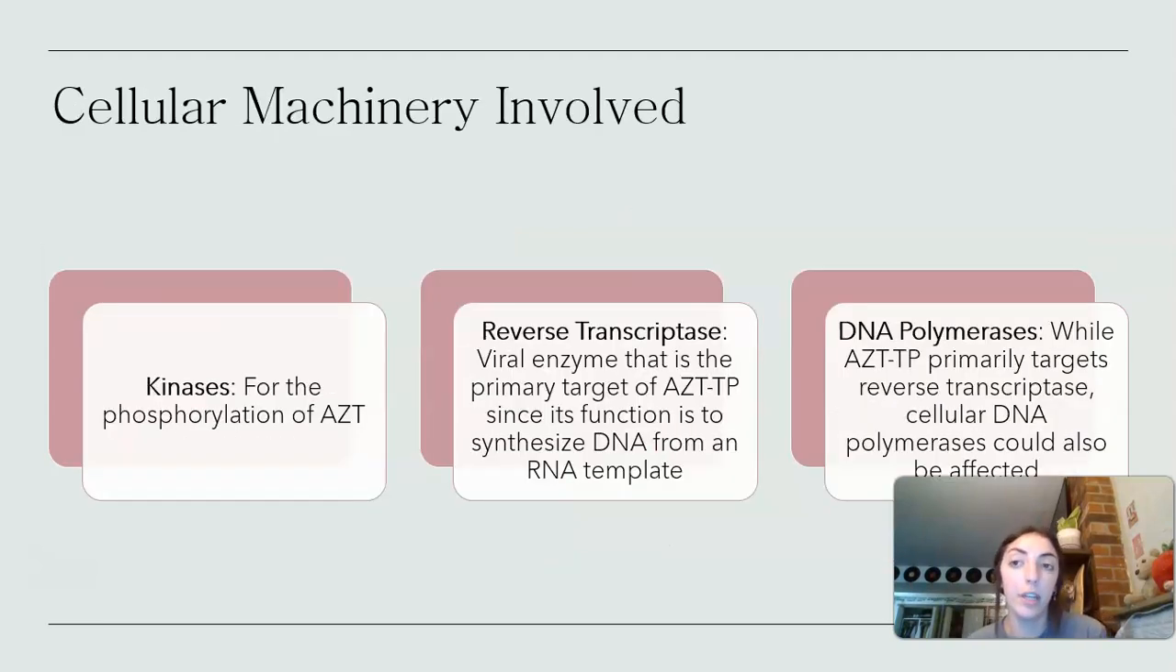There are 3 things involved in the cellular machinery. Kinases, the 3 that I listed earlier that are used for the phosphorylation. There is reverse transcriptase, which is the viral enzyme that is the primary target of the drug since its function is to synthesize DNA from an RNA template. And DNA polymerases, because while the drug primarily targets reverse transcriptase, cellular DNA polymerases could also be affected still.